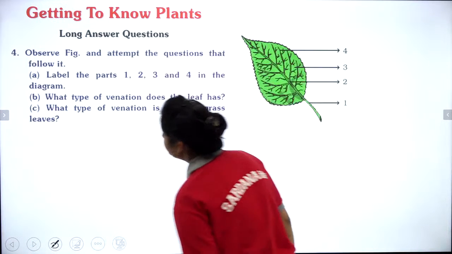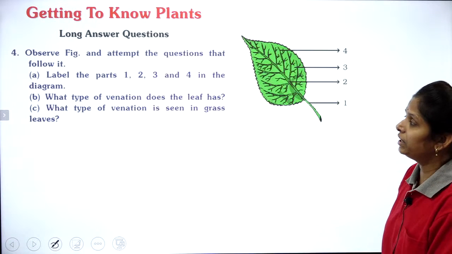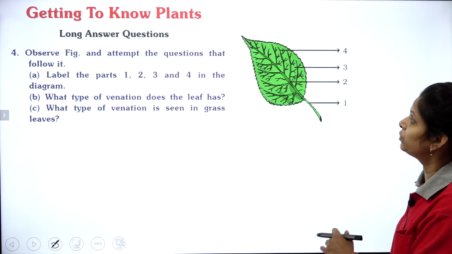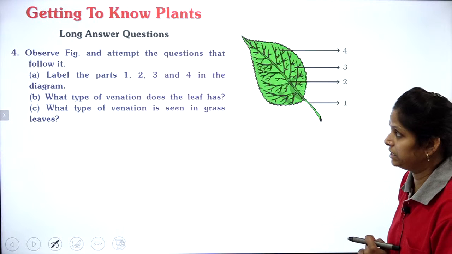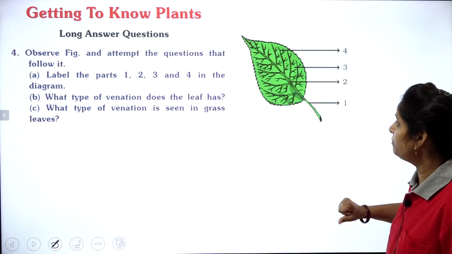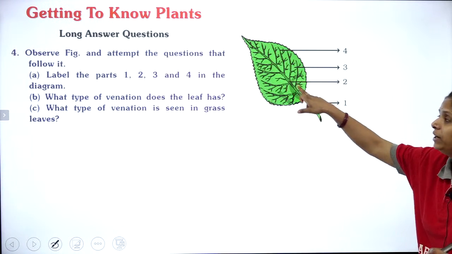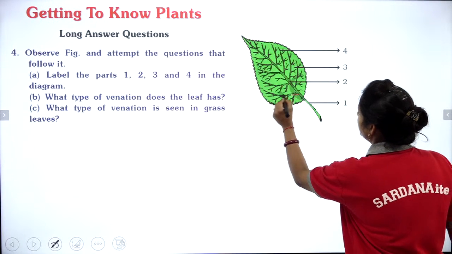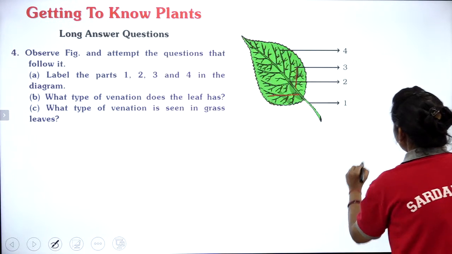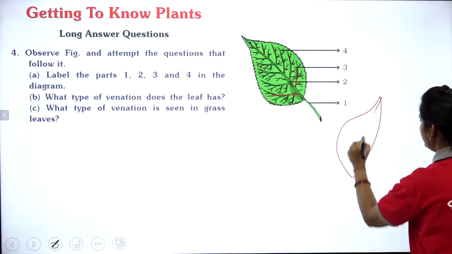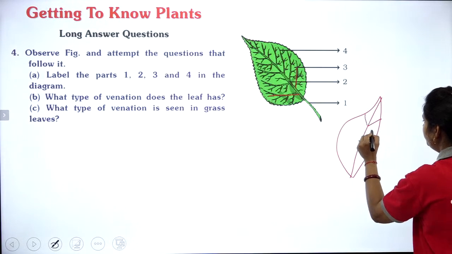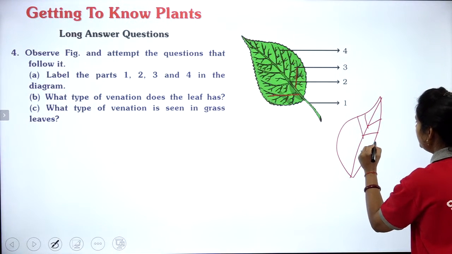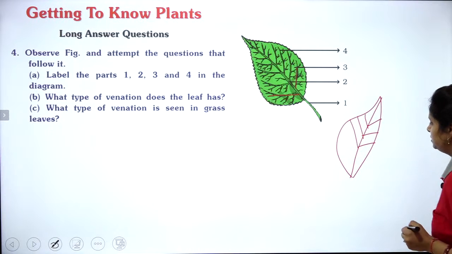Then after, observe the figure and attempt the questions that follow it. You can see this diagram. It has reticulate venation. You can see now clearly it is visible, just like this. You know, I think you know very well, if veins are running parallel to each other, just like this.